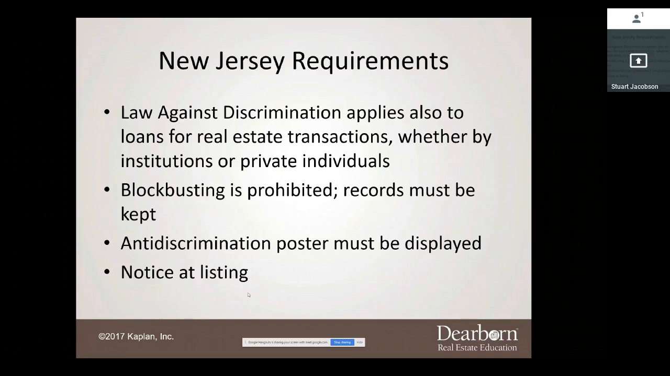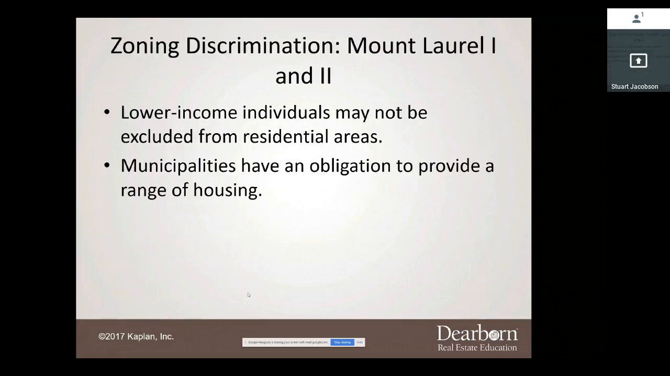Anti-discrimination posters should be posted in every office. And also, the Attorney General's memorandum against discrimination must be attached to every single listing agreement. Okay, so you have to give that out. I think that's right on the back of every single one.